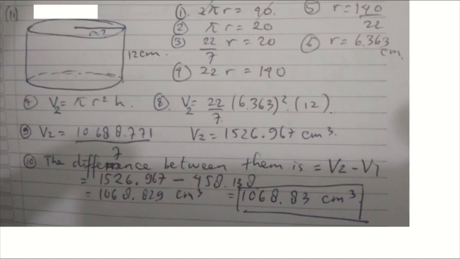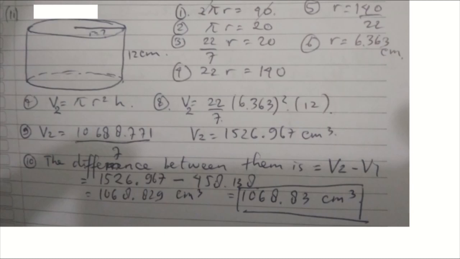Before, for the first cylinder, it was stated that the perimeter is 12 centimeter. But now the perimeter is equal to 40 centimeter. Therefore, what we should actually find is the value of the radius. So the first step is that 2 pi r is equal to 40, pi r is equal to 20, and then we find that the radius of the second cylinder is equal to 6.363 centimeter. And then after that, we apply the formula of the volume of the cylinder, pi r square h. So we find the volume is equal to 1526.967 centimeter cube.